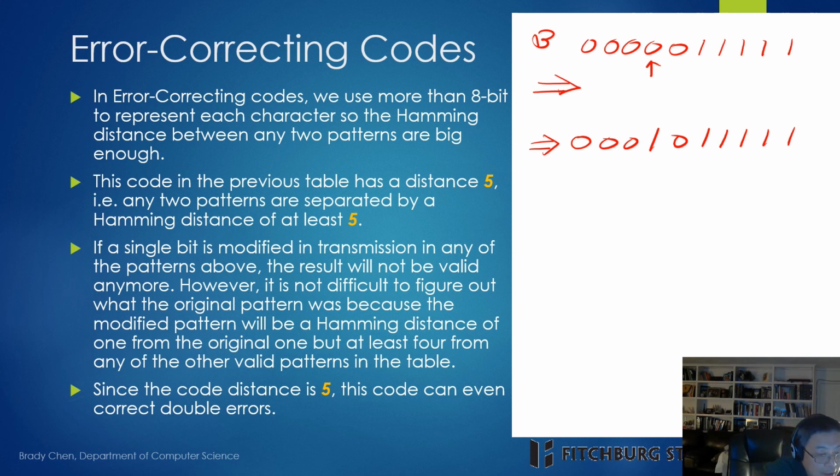Because this is actually an invalid bit pattern. It's not defined. So that means there must be a transmission error, right? Because the original message should be a valid bit pattern, but this one is not valid. So there must be some change during the transmission. Now, how can I find out which bit has been changed? If one bit has been changed, what can we do?